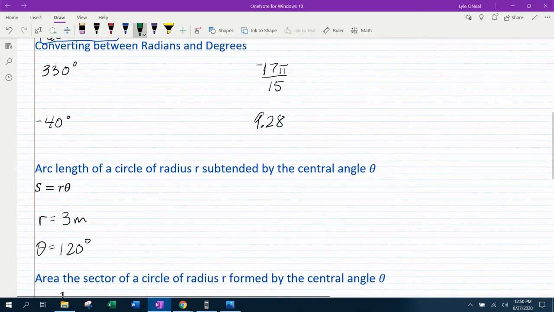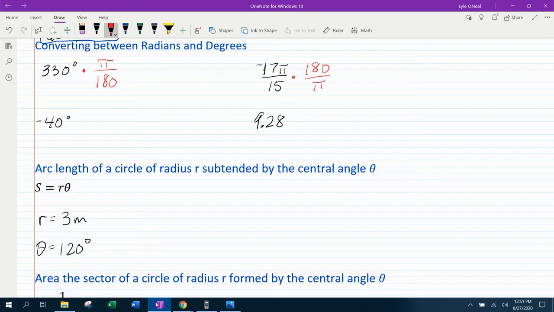So now let's look at converting between radians and degrees. Okay, so what you need to know is to go from degrees to radians, you multiply by pi over 180. And to go from radians to degrees, you multiply by the reciprocal, 180 over pi.